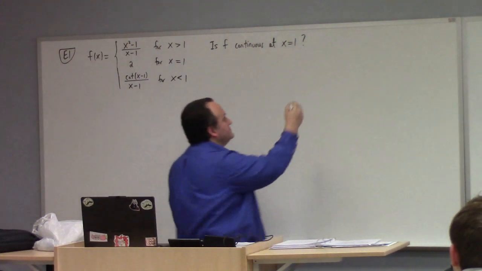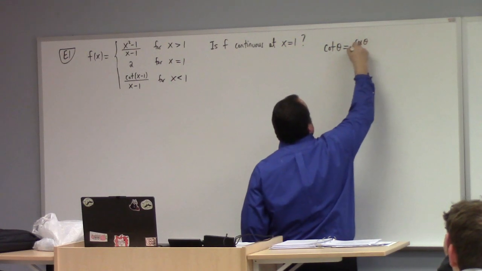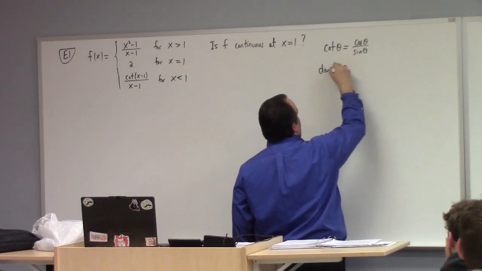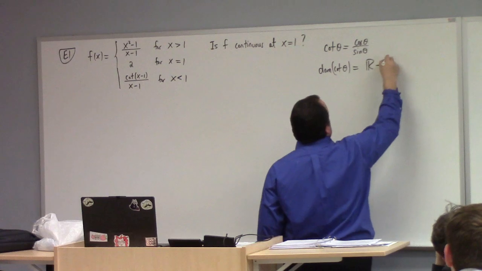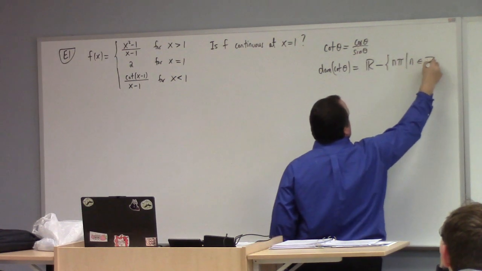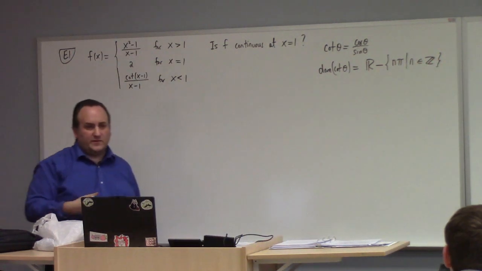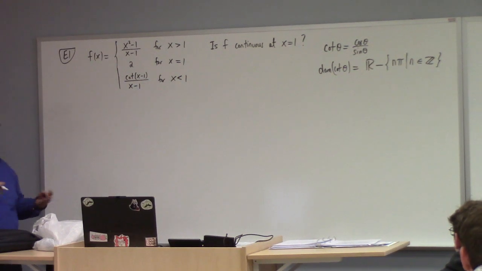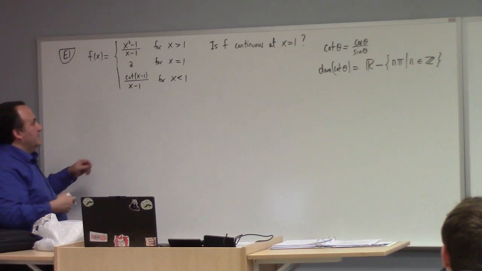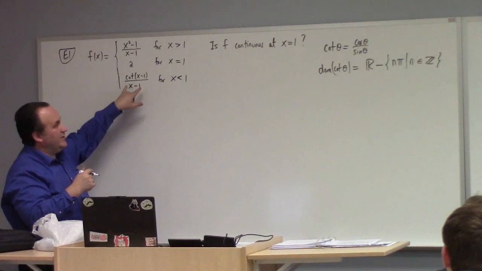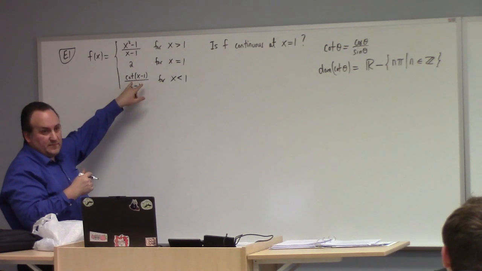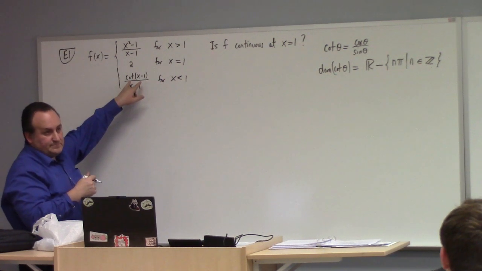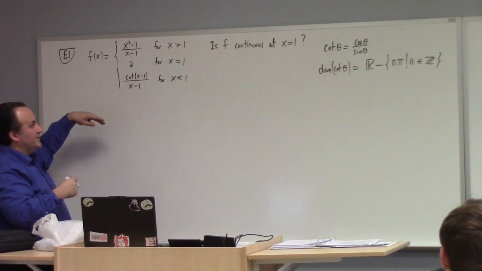What is cotangent theta? Cotangent theta is cosine theta over sine theta, right? So the domain of cotangent is what? It's the reals minus the set of n pi such that n is an integer. In other words, it's the reals except for those which are integer multiples of pi, because those are places where sine is zero, right? So for the domain of cotangent of x minus 1, whenever x minus 1 is equal to n pi, you'd be in trouble, right? So this function is certainly not defined at 1 plus n pi, right? But setting those points aside, it would be continuous everywhere else, except possibly 1, right?